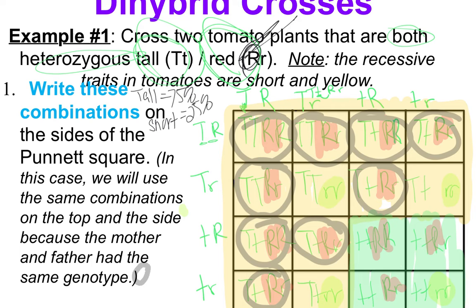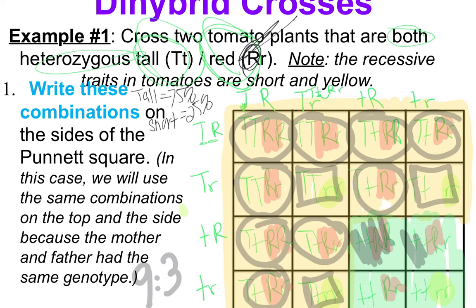Right? That's 9. And let's put a box around everyone who is tall but white. Just kidding, tall but yellow. There's tall and yellow, there's tall and yellow, there's tall and yellow. So there's a 3. Now, who's short and red? Short and red, short and red, short and red. 3. And so here we have short and yellow.